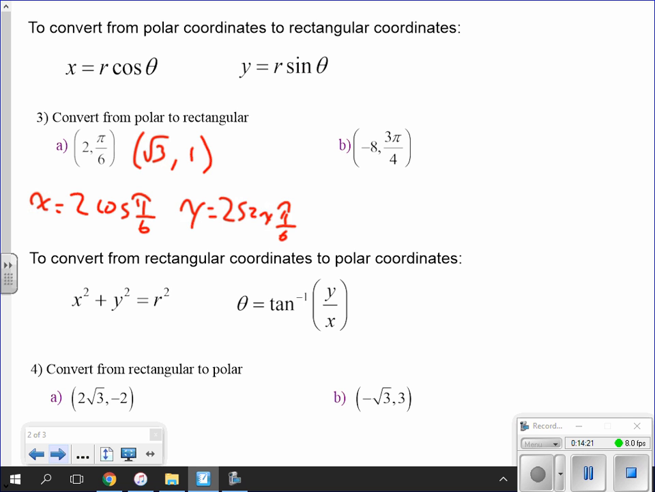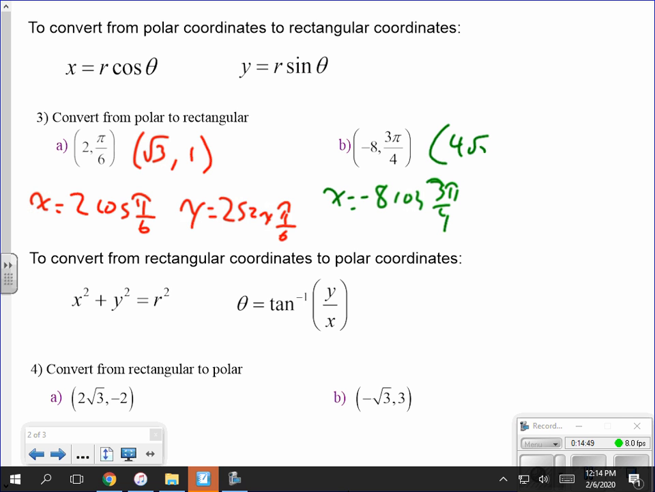So for the cosine of this one, sorry, the x-coordinate of this one, -8 cosine of 3 pi over 4. 3 pi over 4 is in which quadrant? That would be second quadrant. So the cosine's negative. So it's negative √2/2 times -8 gives me 4√2.